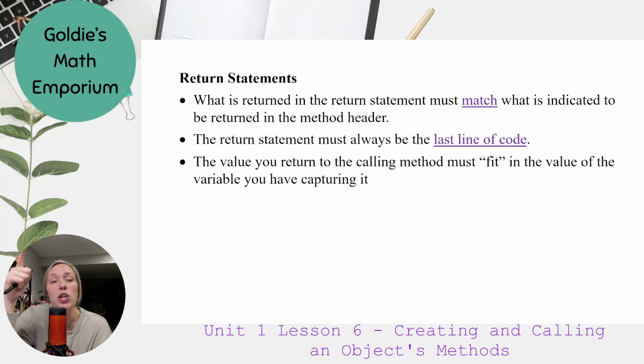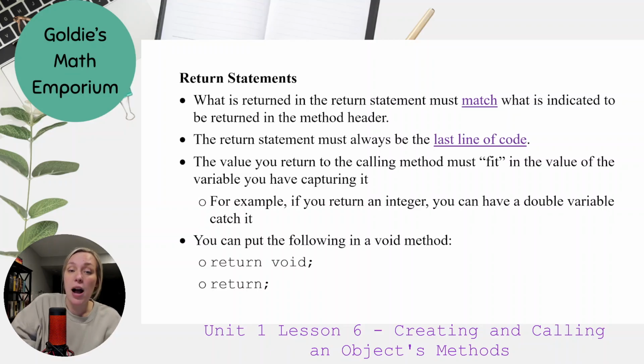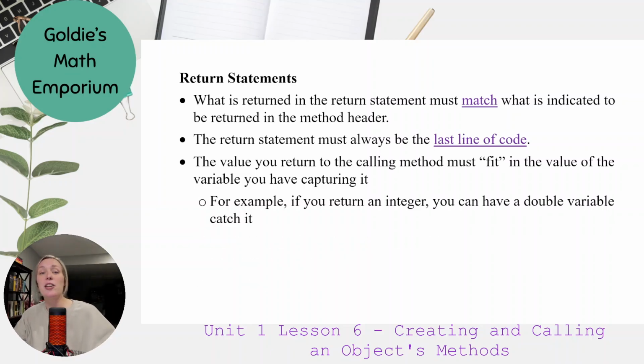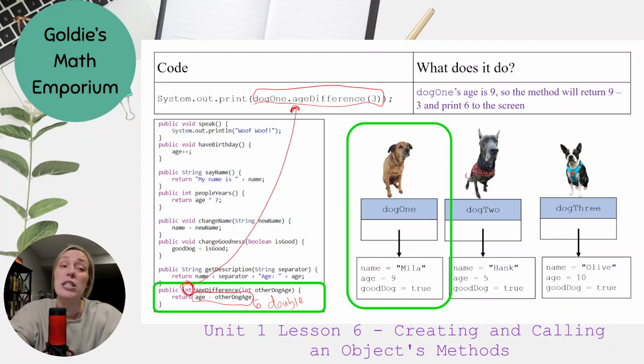Okay. Now the value you return to the calling method must fit the variable capturing it. For example, if you return an integer from this method, then you can have a double variable catch it or an integer, but if you return an integer and you have a string, you can't have that mismatched, right? So what we saw, let me go back here. In the print line, I returned an int back up here, and I just printed off what that integer was, right?